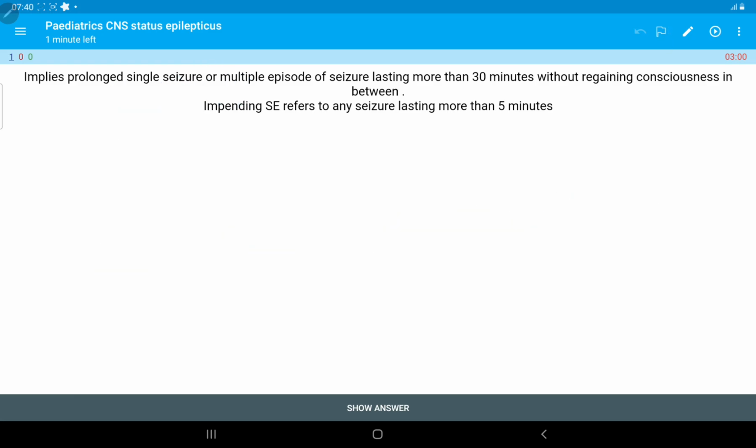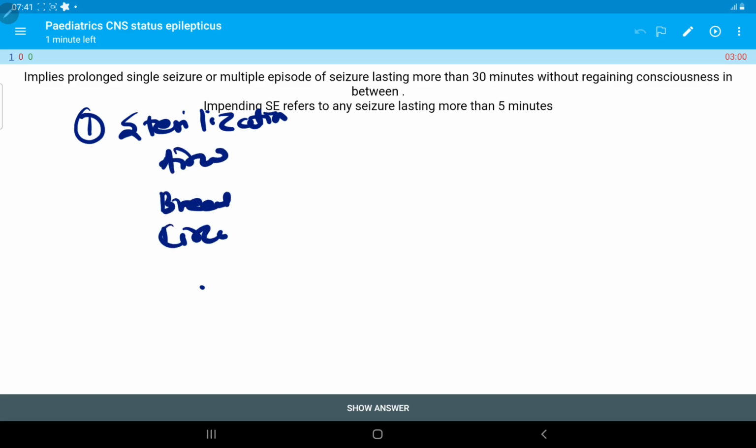A patient is presented to us with seizure and abnormal body movement. Now what we have to do first? Firstly, we have to do stabilization. We have to do airway, breathing, and circulation. So these are the things.